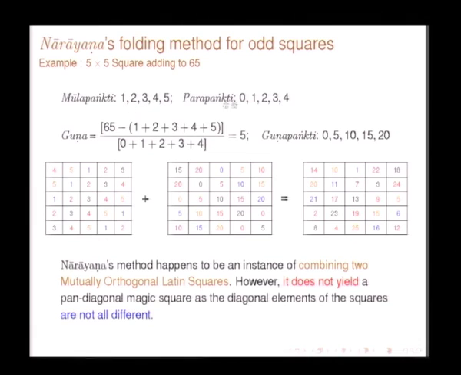So, Moola Pankti, Para Pankti. So, 65 minus the sum of the Moola Pankti divided by the sum of the Para Pankti, what we get is 5, and the Guna Pankti that you get is, so just multiply this Guna by Para Pankti, you have this. So, now how do you arrange them? So, the arrangement is done this way.